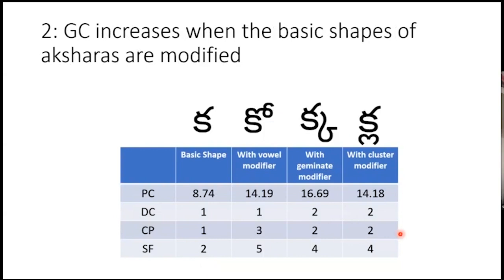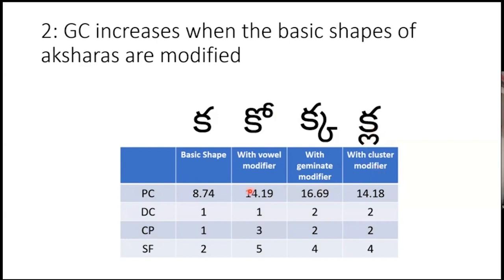And now we move on to how the GC value changes as we modify the basic shapes of aksharas. The first akshara you can see is a basic shape, ka, and we add a vowel modifier o to it to form ko. In the third column you can see a geminate modifier is added, so the same consonant is added. So ka plus ka will become kka, like in akka. And the last one is la added to ka to get kla.